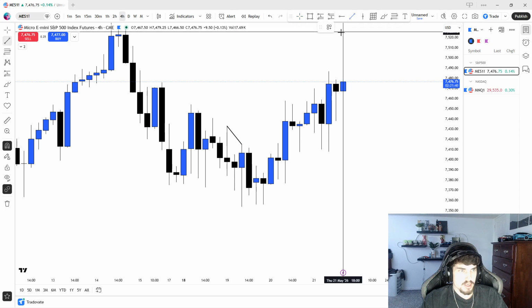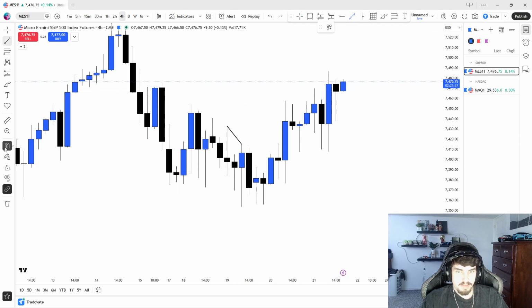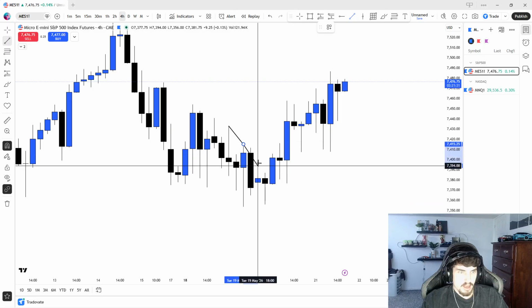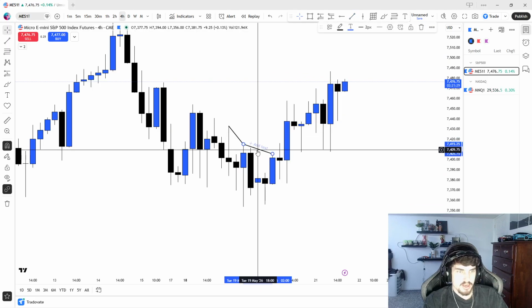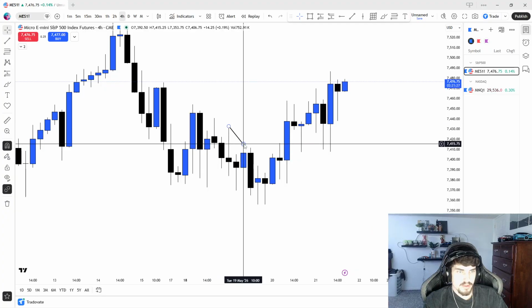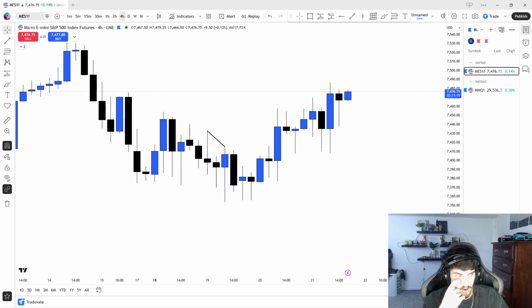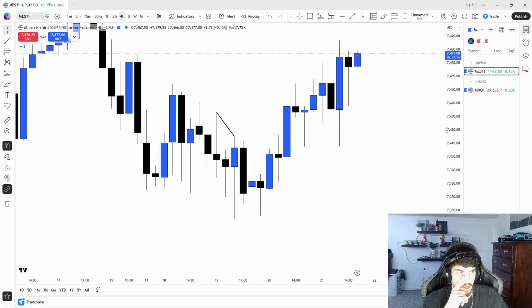And I like to use this tool right here. If you have the magnet on, it can snap on to the candle that you're on, and then it can snap onto the other candle's high, and you can kind of differentiate the SMT by seeing, is this one higher or is this one lower? And it'll show you very clearly in the market where your SMTs are.